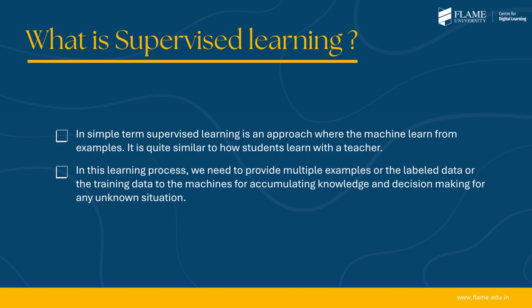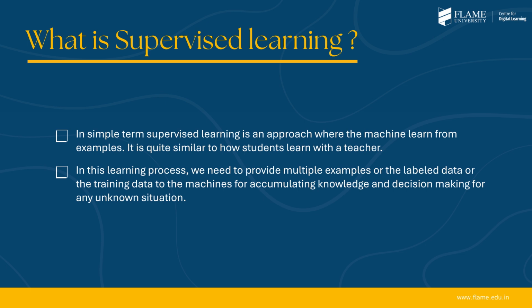In the learning process, we need to provide multiple examples, or labeled data, known as the training data set, to the machine for accumulating knowledge and decision making for any unknown situations. The training data set, you will know in the later stages.